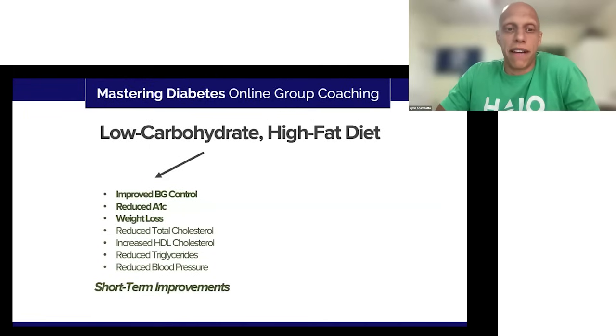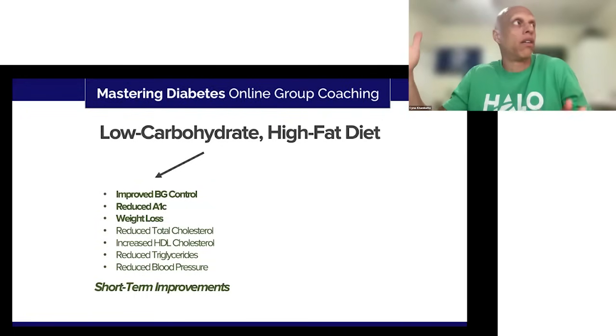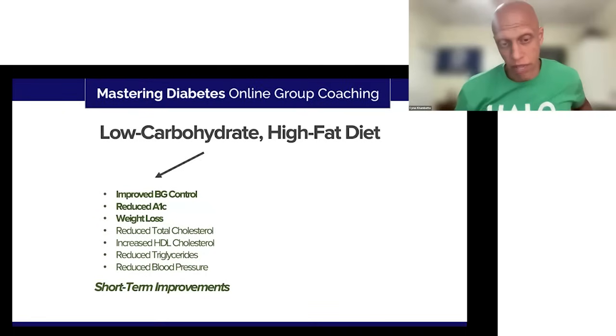So that's why people who eat a low carbohydrate, high fat diet end up with a lot of short-term incredible improvements. Better glucose control, lower A1C, lose weight rapidly. That happens pretty much first out of anything. Then oftentimes, along with eating a ketogenic diet, they reduce their total cholesterol, increase their HDL, reduce their triglycerides, and reduce their blood pressure. And they're like, wow, holy crap, I feel a lot better. Things are moving in the right direction.